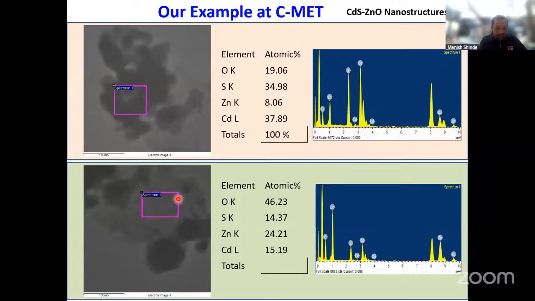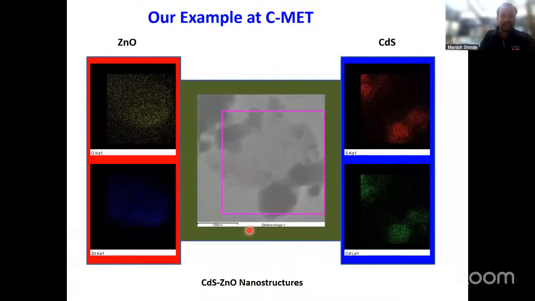Now, when I did the same analysis in the sheet-like region, I am getting more Zn, 24%, more oxygen, and less CD and less S. I am still getting CD and S because CD and S particles are there on that ZNO sheet. Okay. So this way, I had done another confirmation test of presence of ZNO and CDS. Third confirmation test was this elemental mapping.